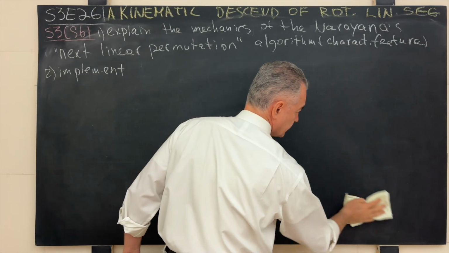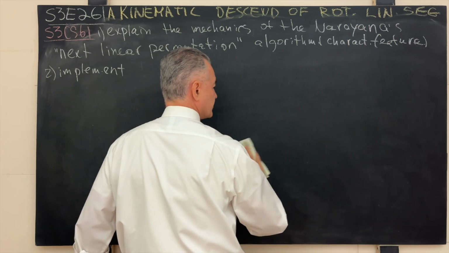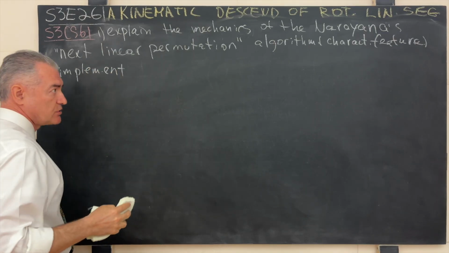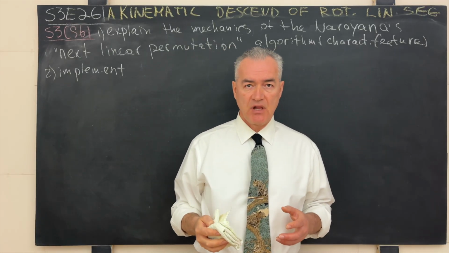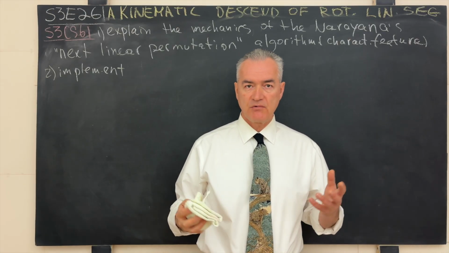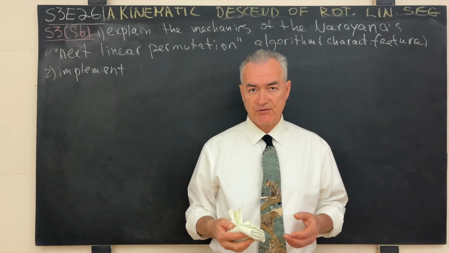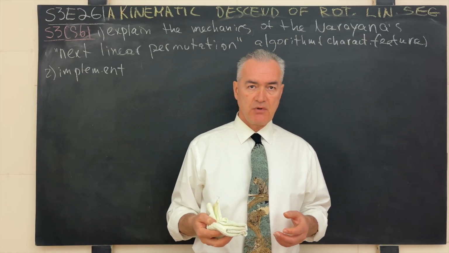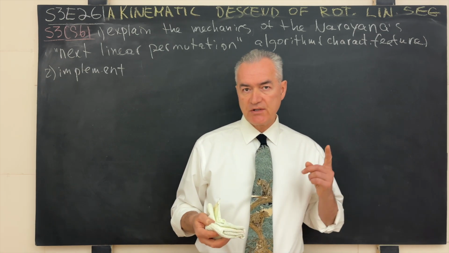Our next challenge will be the challenge in computer science. It will be marked as Season 3 Computer Science Problem number 6, shown in the upper left corner on your screen. And this challenge will consist of two parts. First, in your own words, you are to explain the inner mechanics of the Narayana's next linear permutation algorithm. Do the best you can, and also mention its characteristic feature. For example, what is the difference between the Narayana's version of the next linear permutation algorithm and the Johnson-Trotter linear permutation algorithm? That's test number 1.